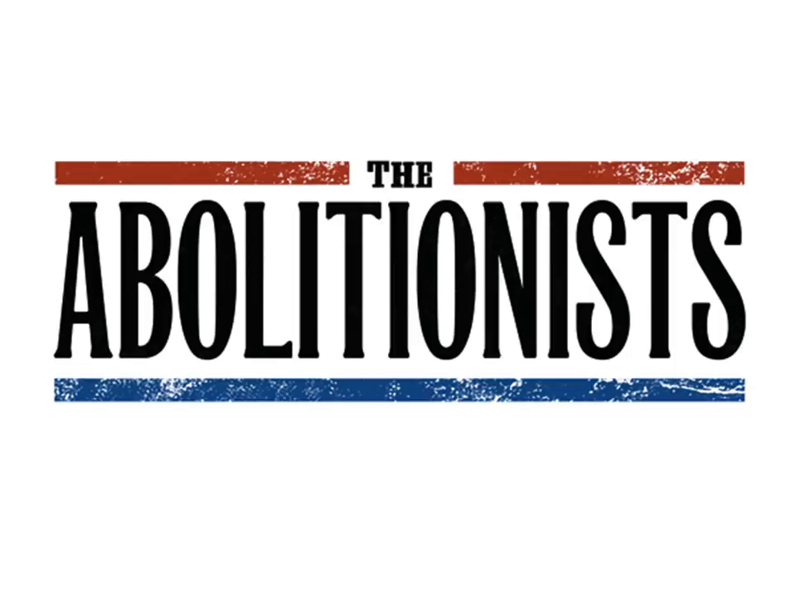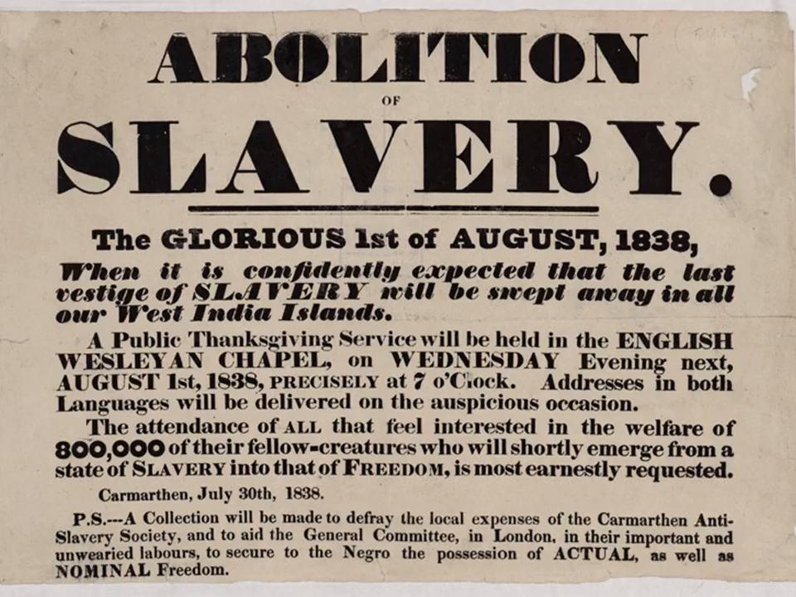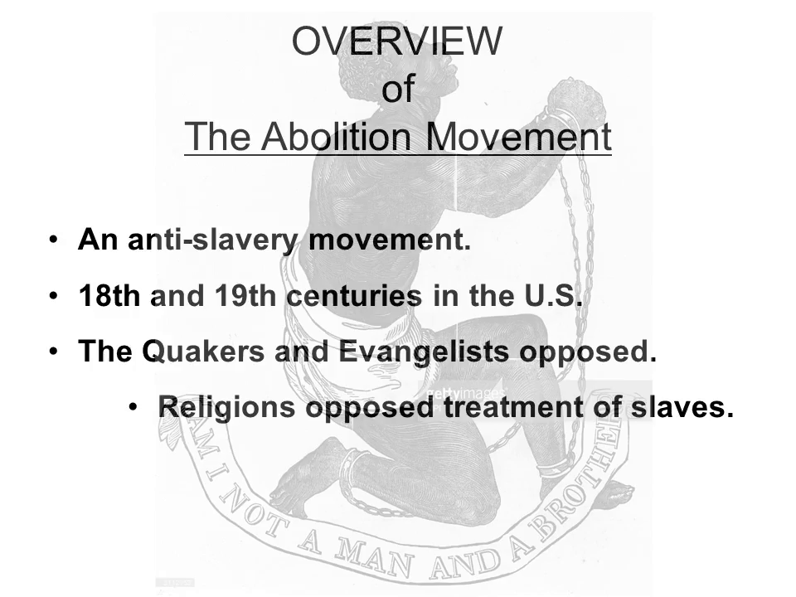The Abolitionists. The abolition movement was an anti-slavery movement that happened in the 18th and 19th centuries in the United States. It started when religious groups, such as the Quakers and Evangelists, started to oppose slavery. They opposed slavery because their religion strictly opposed the treatment of people in such a negative way.